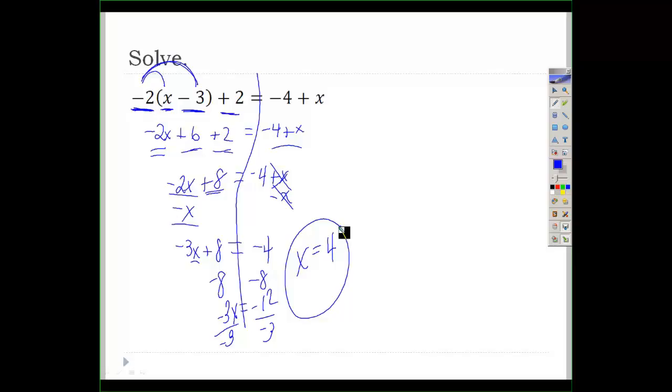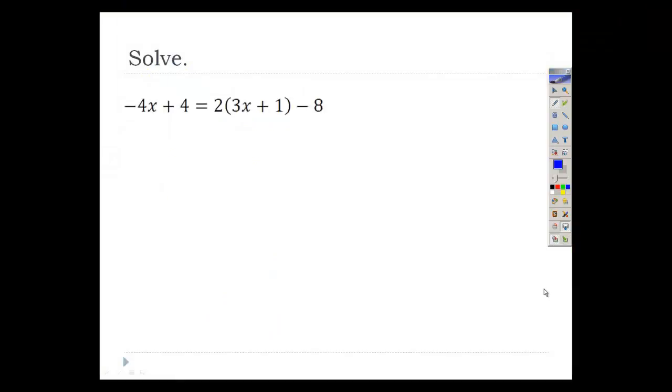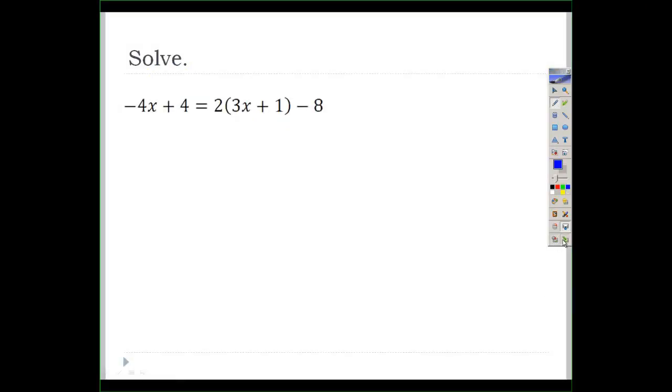Step 1, distribute. Step 2, combine like terms. Step 3, all the variables on one side. Step 4, combine like terms again. Step 5, just solve your equation using addition, subtraction, multiplication. We'll do one more today, show you again. Okay, this time, if you take a look here, our distributive property is actually on the right-hand side this time. All right. So the first thing we need to do is distribute. That's what we're practicing today.